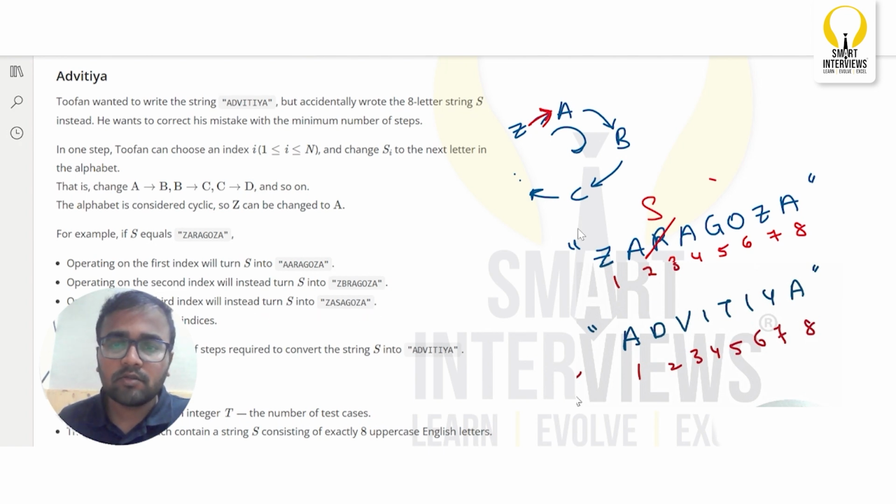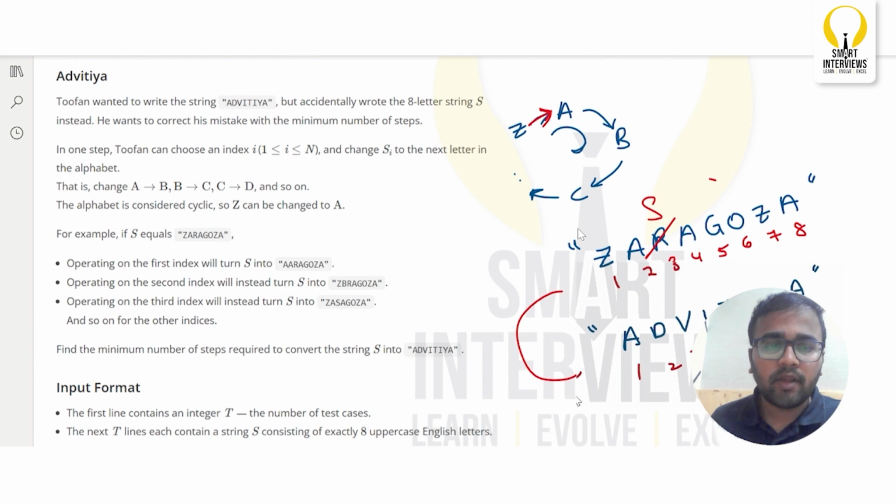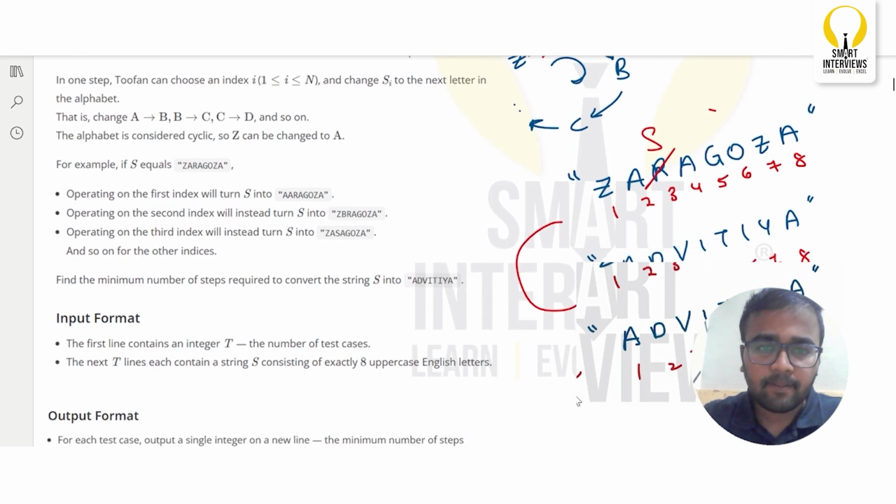next, and so on. So we need to convert such particular strings to this string. So this is our main motto. We need to find the minimum number of steps required to convert the string s to the target string. So the problem statement is very direct.